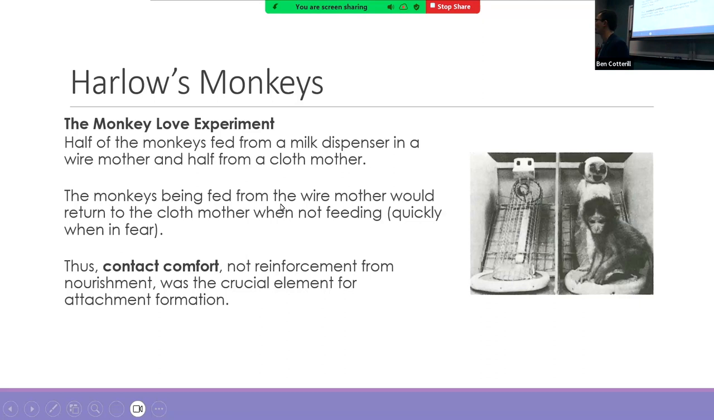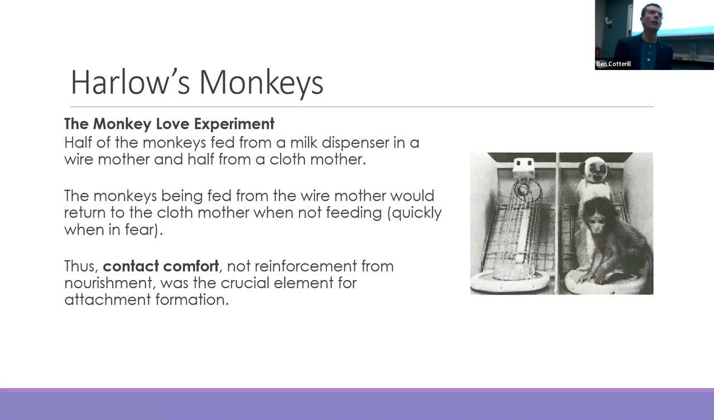So this contact comfort, this was what was crucial for the formation of attachments, okay? It didn't matter that this wasn't what was giving the baby rhesus monkey its nutrients, okay? It wasn't the physical needs being met that was important. It was the fact that it was comforting to touch.